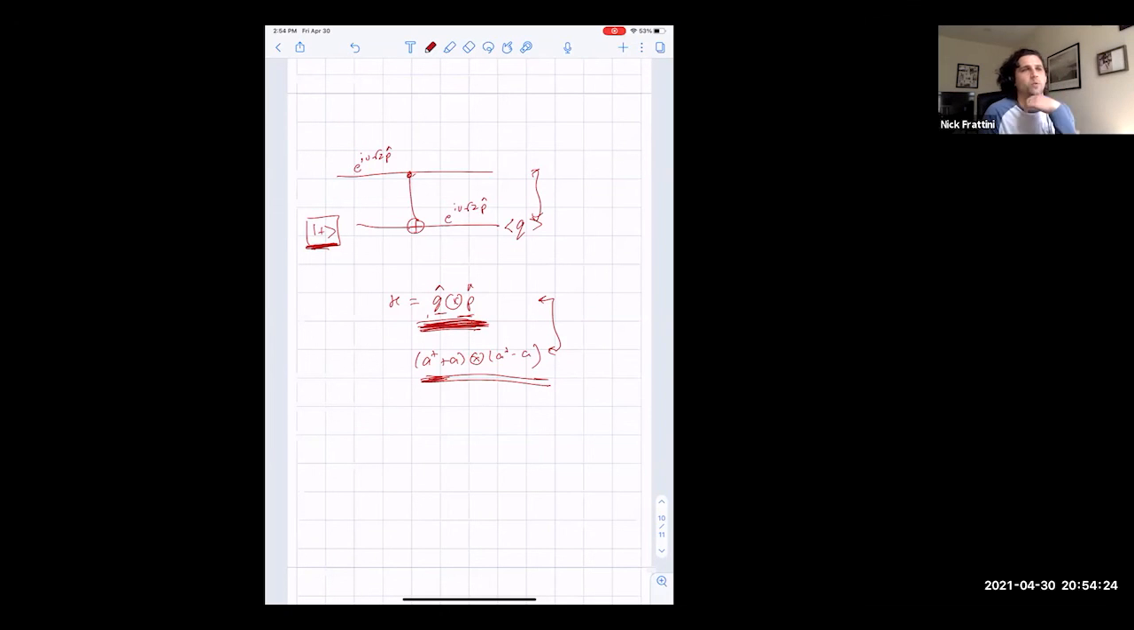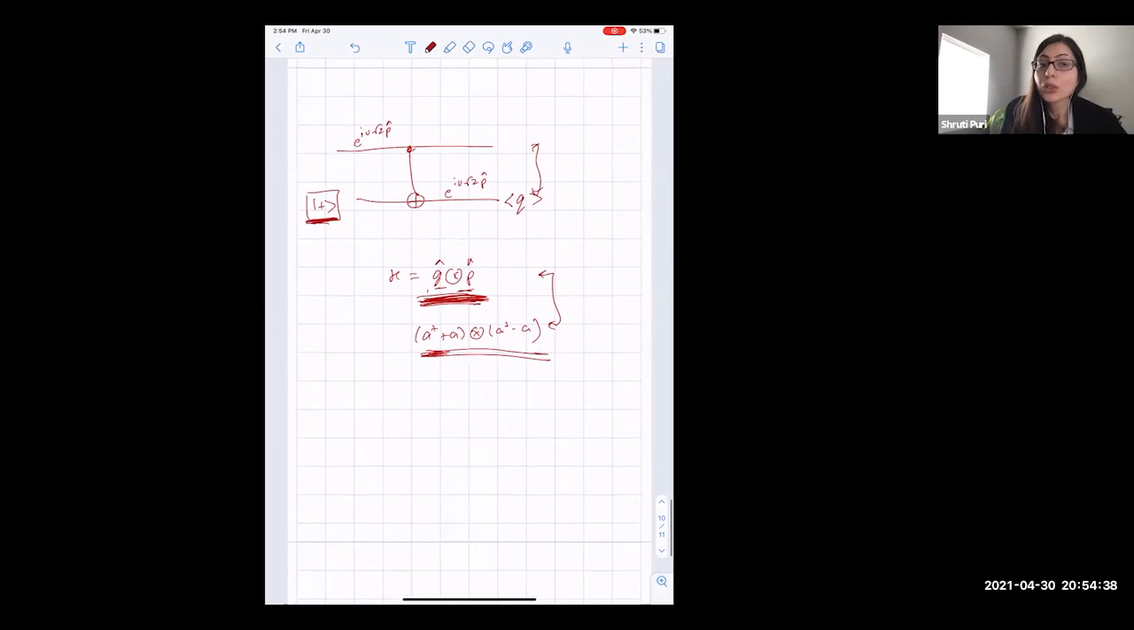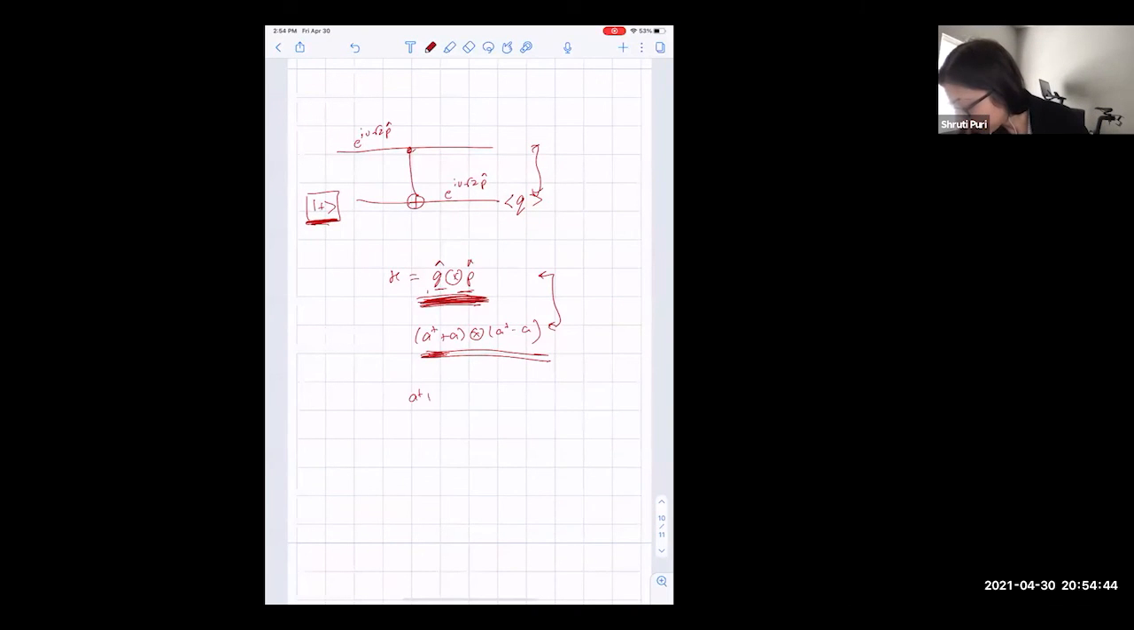Could you briefly explain why you need the nonlinearity to do this A dagger plus A tensor A dagger minus A thing? It just seems like two drives with two different phases. Two drives with two different phases would not give me this Hamiltonian. It'll give me A dagger plus A tensor I, plus I tensor A dagger minus A.